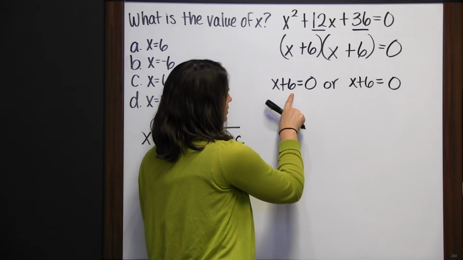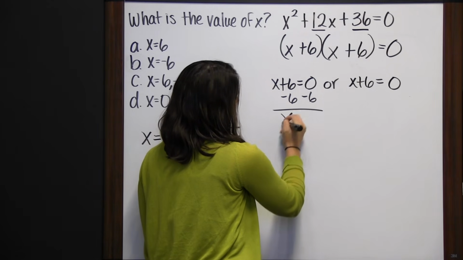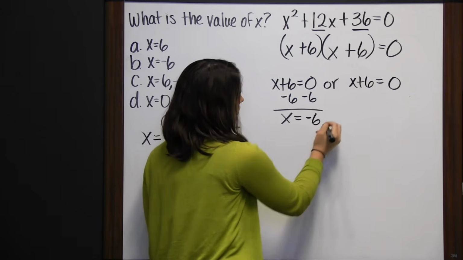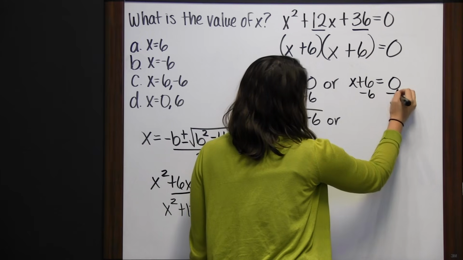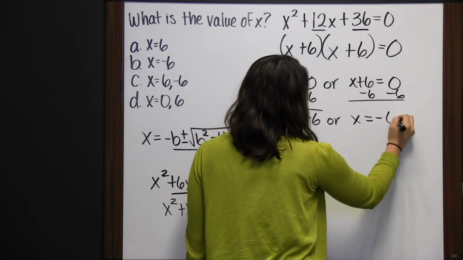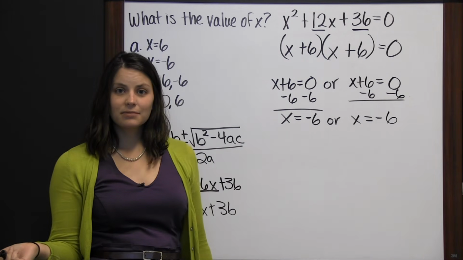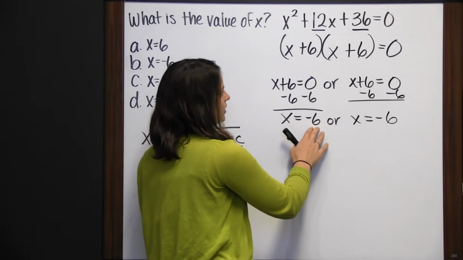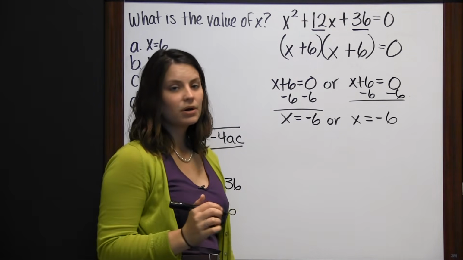To solve for x, we need to subtract 6 from both sides. So we have x equals negative 6. Or, again, to solve for x, we need to subtract 6 from both sides. So we have x equals negative 6. That means that x is either negative 6 or it's negative 6. And you can substitute that solution back in for x and check to see that it really does work.